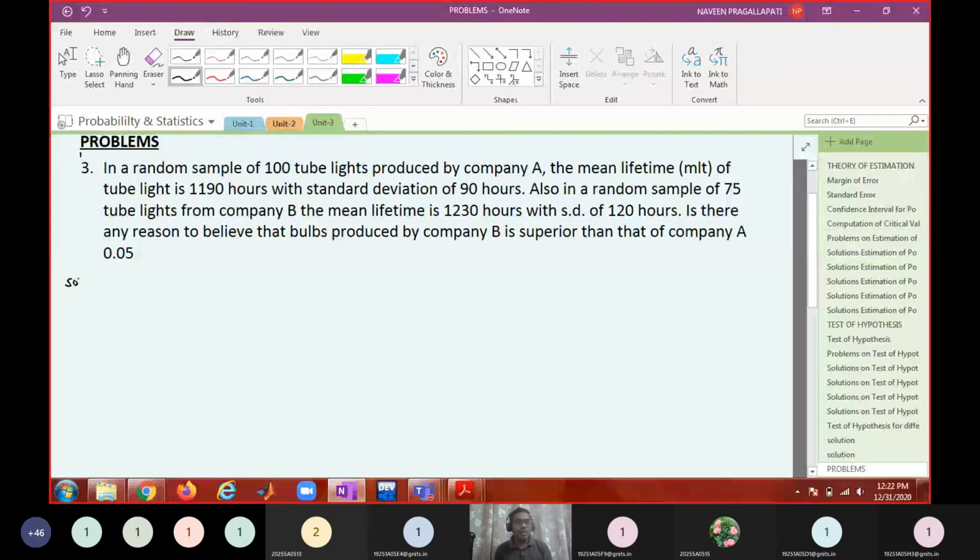Mu B greater than mu A. Right. First one is what? Null hypothesis. Null hypothesis would be H naught. What is your H naught? I said null hypothesis always contains an equality symbol, no? That means mu A minus mu B equal to 0. There is no difference.